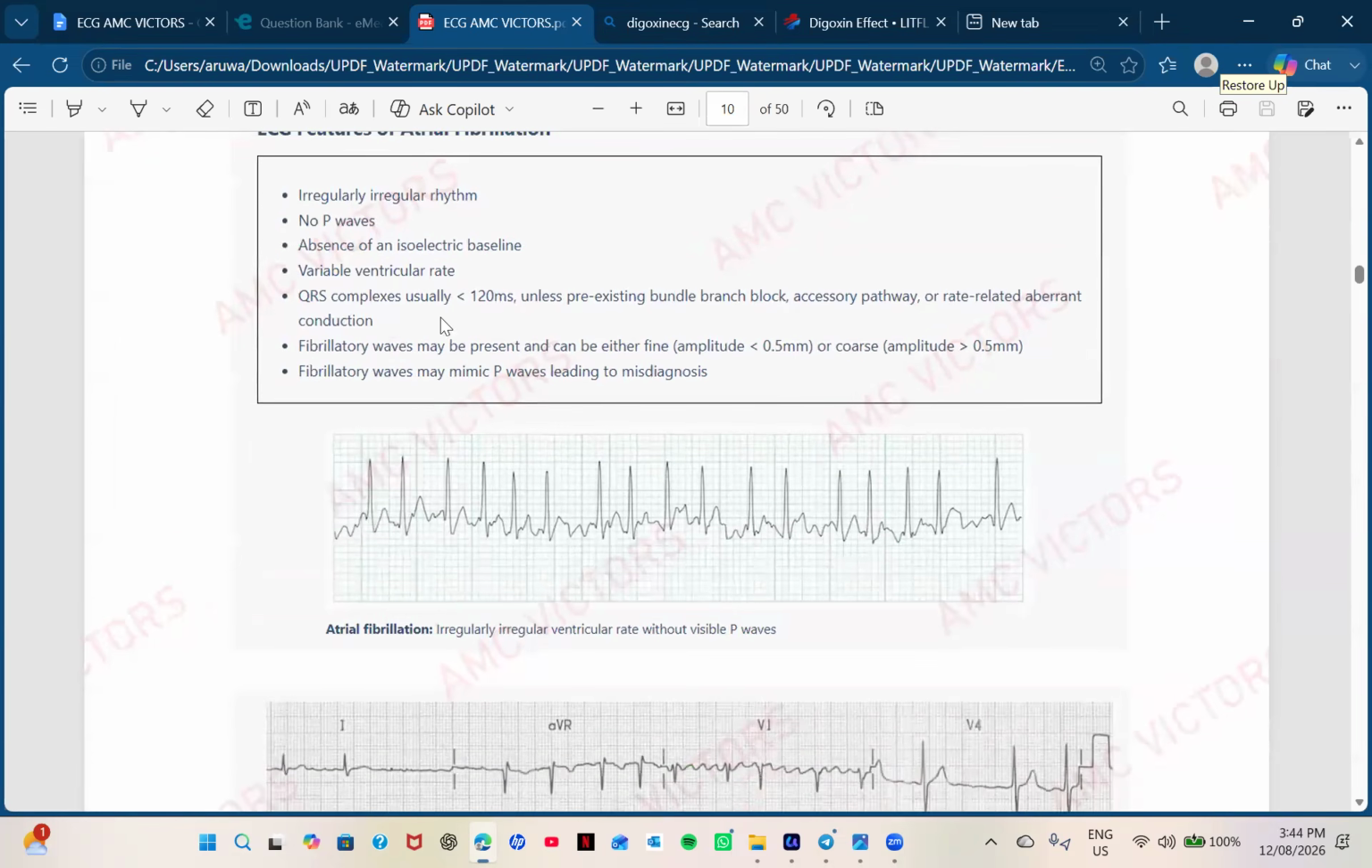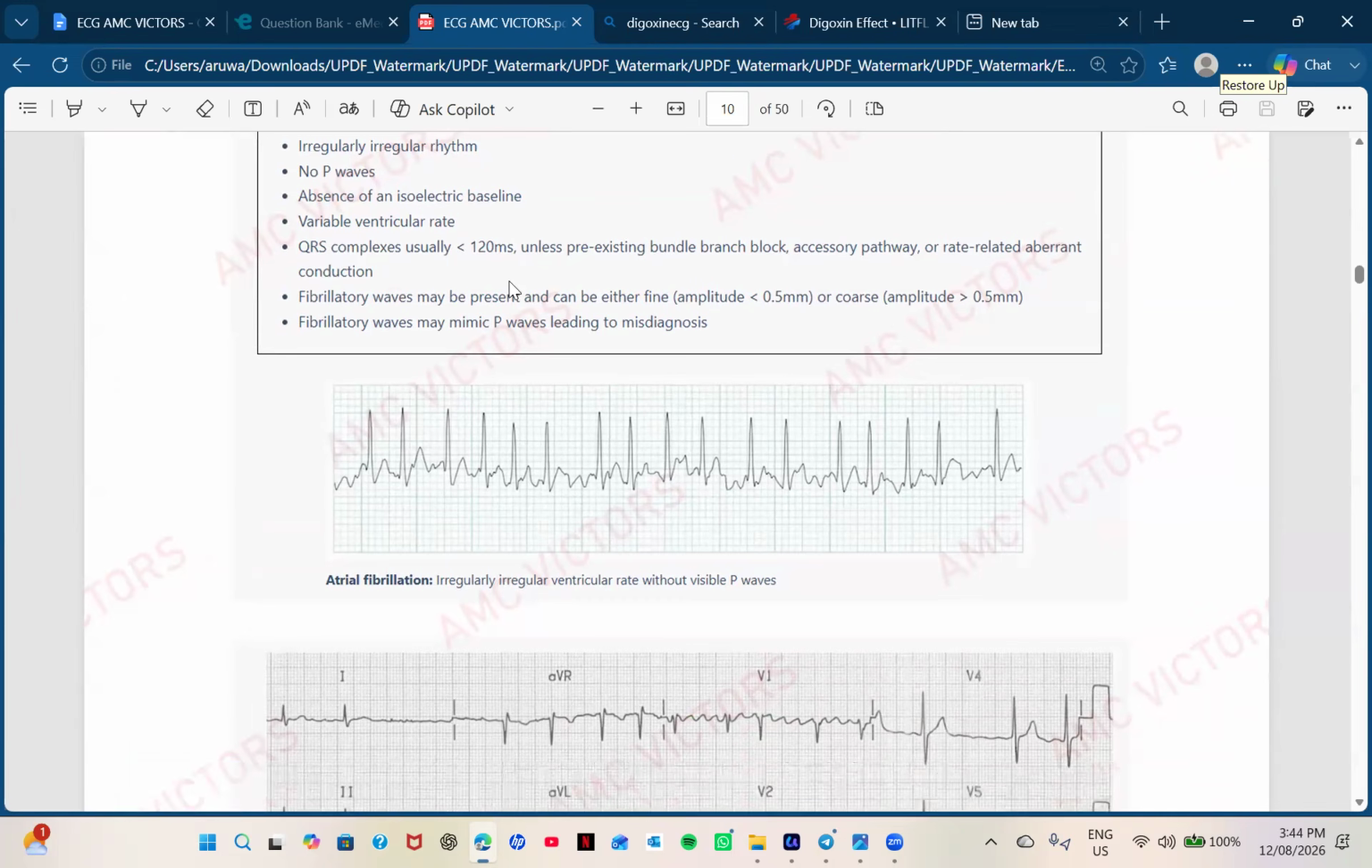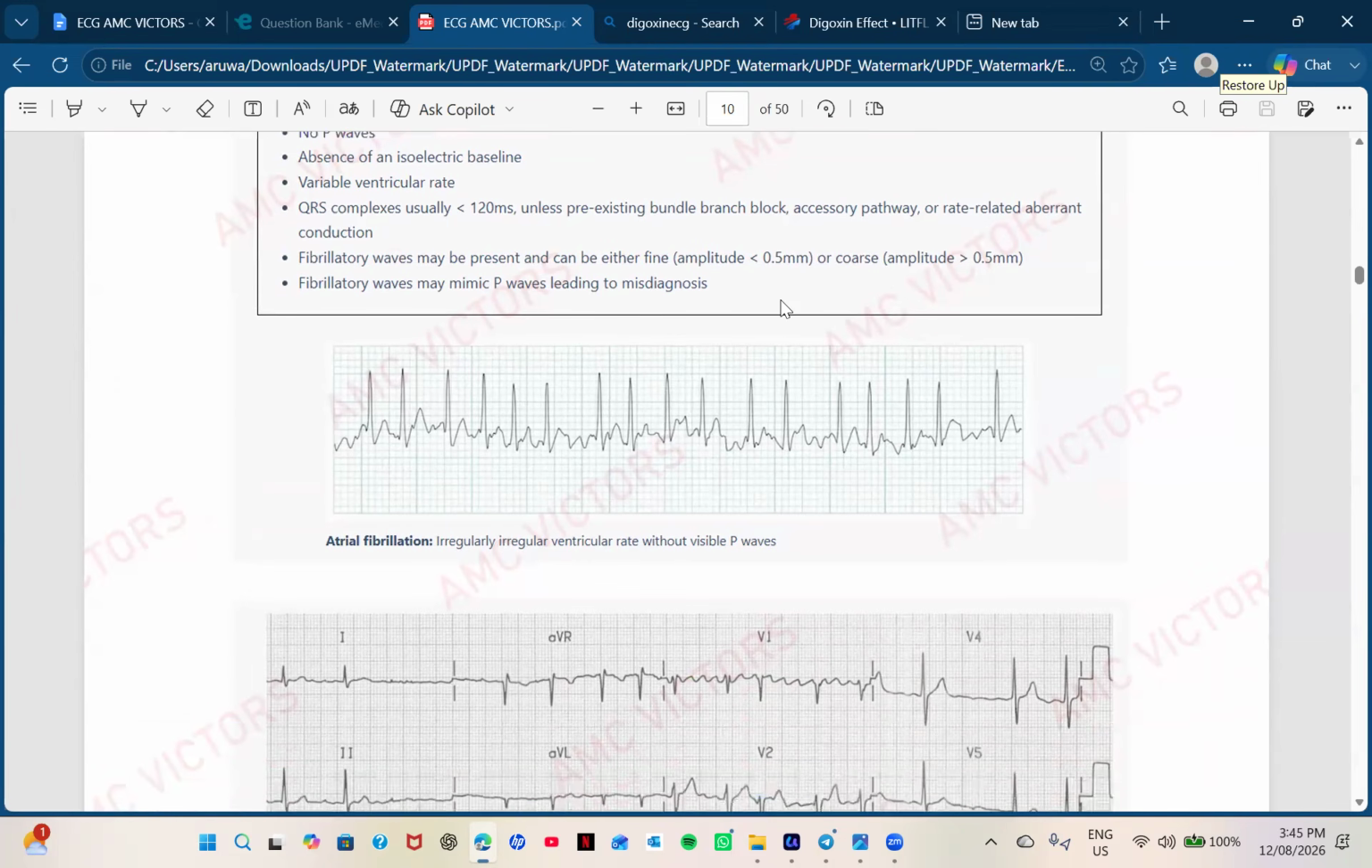So no P wave, absence of isoelectric baseline, variable ventricular rate, QRS complex usually narrow, less than 120 milliseconds, unless there is pre-excitation or bundle branch block association, right? Fibrillatory waves may be present and can either be fine, with amplitude less than 0.5 millimeters, or coarse, with amplitude more than 0.5 millimeters. Fibrillatory waves may mimic P waves. So once you see the fibrillatory waves, you can think of them as P waves, but they are not. Okay, you can see, right?